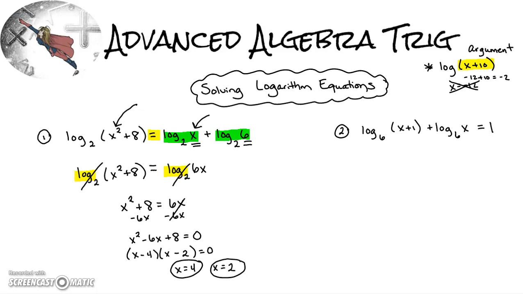Okay, now back to number 2 here. Again, we can only have one logarithm per side of the equal sign, so I need to combine those two logarithms together. Now that's adding again, so again I'm going to multiply the arguments together, which is multiplying x plus 1 together with x. So I distribute the x and I get x squared plus x, and then that other side was just a 1.